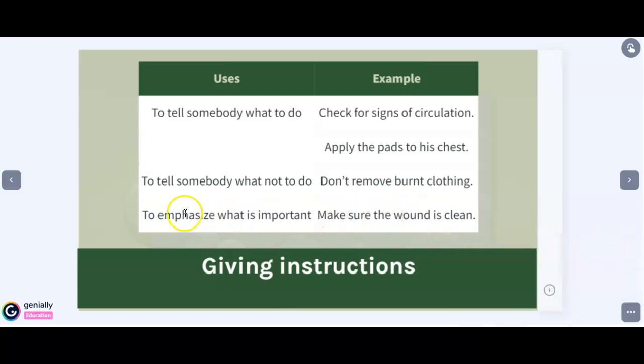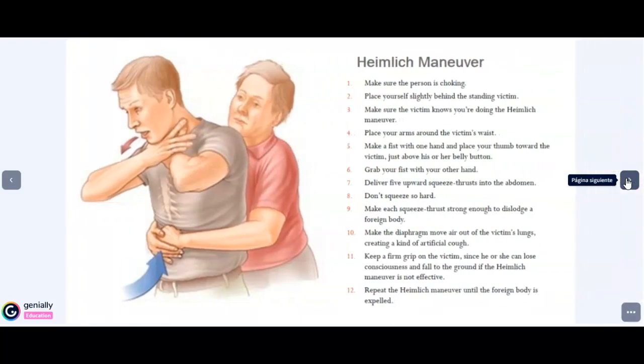In addition to this, we can emphasize what is important, and we're going to use this structure, make sure. Make sure the gown is clean. So this is the way that we're going to be giving instructions. We need the verb in simple form, or we need don't with the simple form, and then we have make sure. In any case, we don't have a subject. Have you observed that? We don't need a subject because the instruction is always you. You check for signs of circulation, you apply the pads, you don't remove, so we don't need to give the subject in this case.